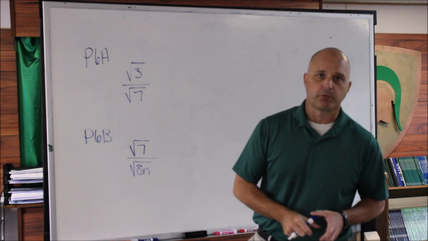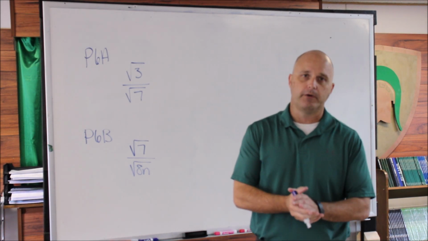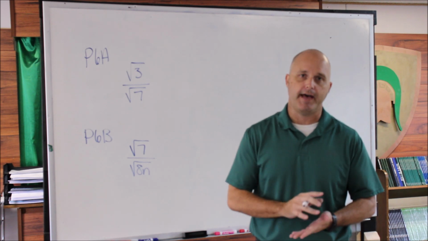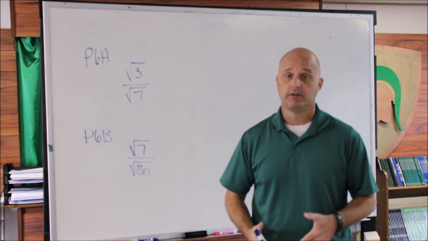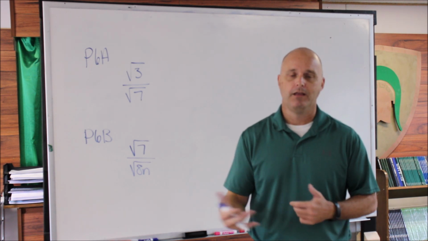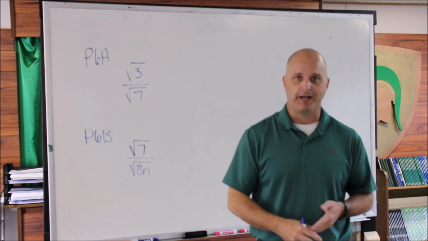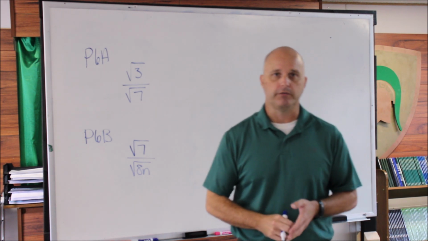In problem number 6, we're going to do something called rationalizing the denominator. Basically, one of the rules that you've got is that you're not allowed to have a radical in the denominator of your final answer. And so in order to avoid having that, you've got to do something called rationalizing the denominator. So in this case, we've got the square root of 3 over the square root of 7.